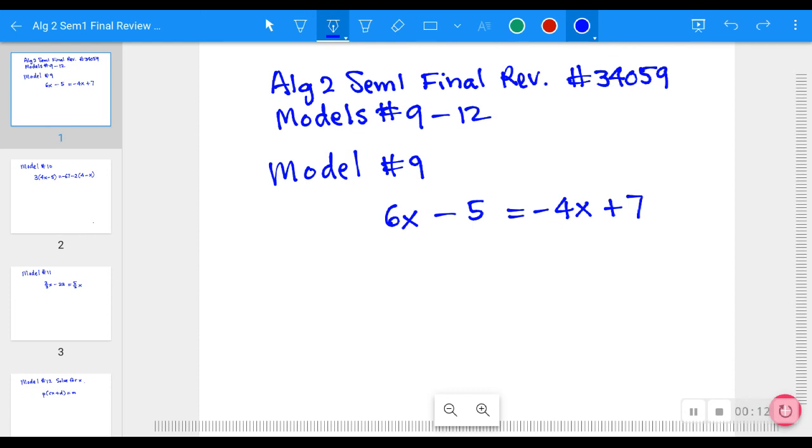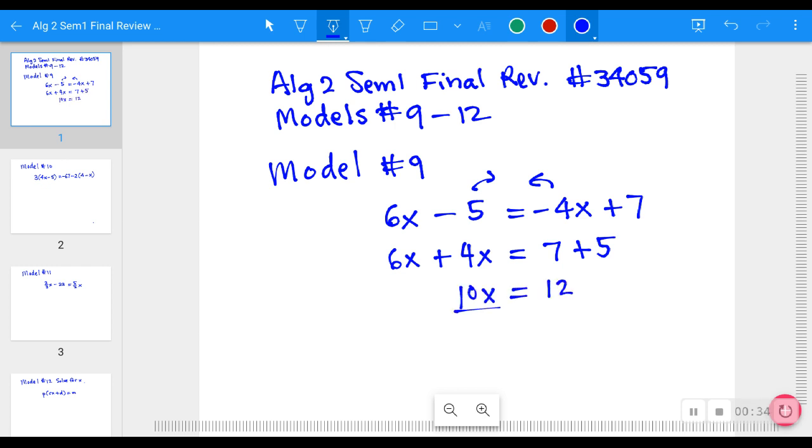Okay, we're going to start here on this problem, number 9, by solving for x. You want to get your x's on one side and your constants on the other. Don't forget to change the sign when you bring something over. In this case, you get 10x equal to 12, and dividing both sides by 10 and then simplifying gets you your answer of 6/5. And you can give the decimal answer of 1.2. Both of them are the same.